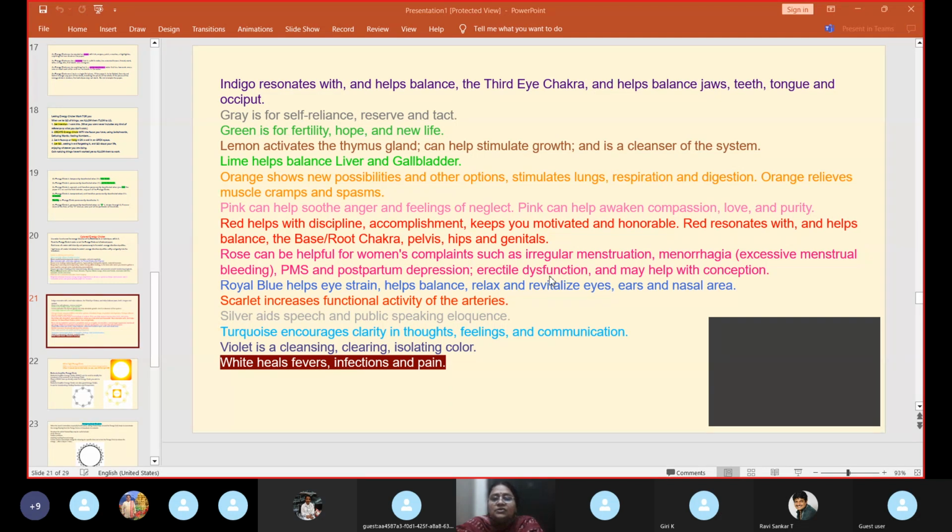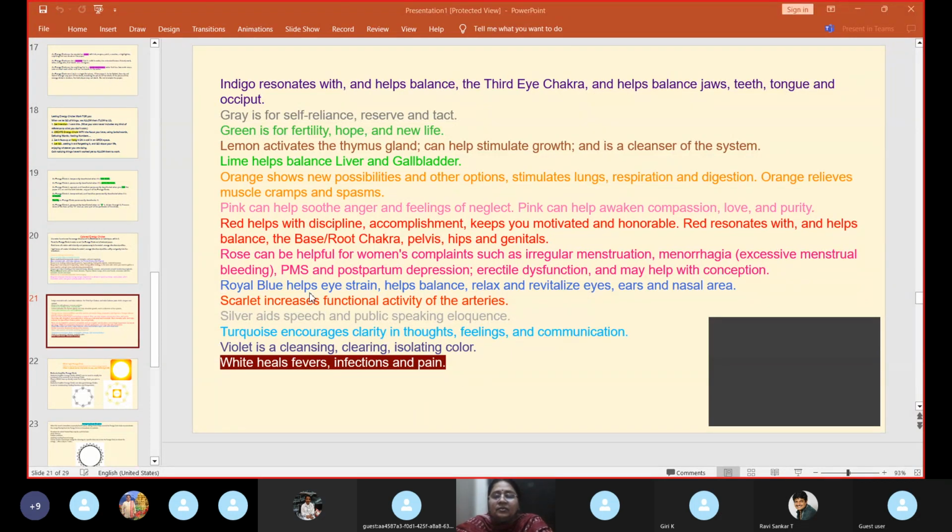Rose pink is used for the reproductive complaints of women and also for men. So for women, for irregular menstruation, menorrhagia, PMS symptoms, or even for the postpartum depression, which women are recently facing a lot, we can use rose color or keep roses around them or even rose colored ECs with the intention inside it. It can also be used for dysfunction for men and also help with conception if kept in the room of the couple.